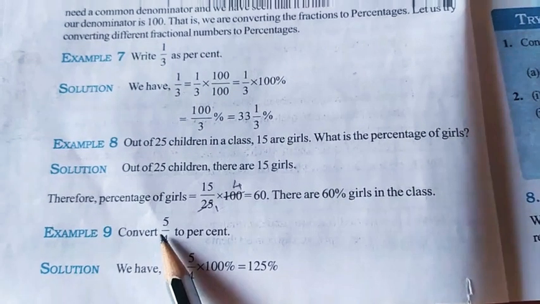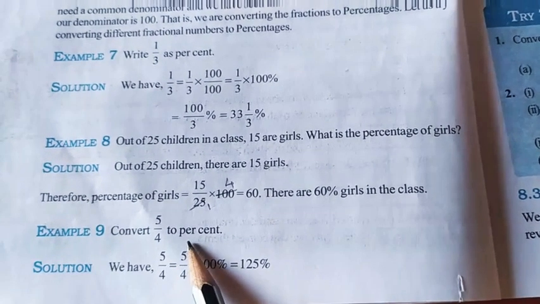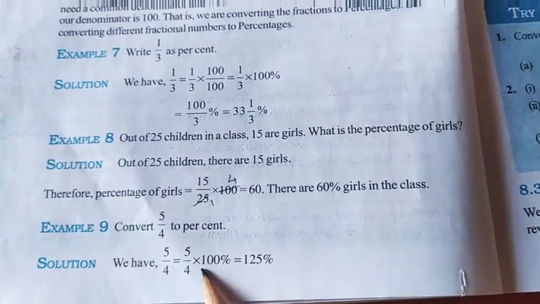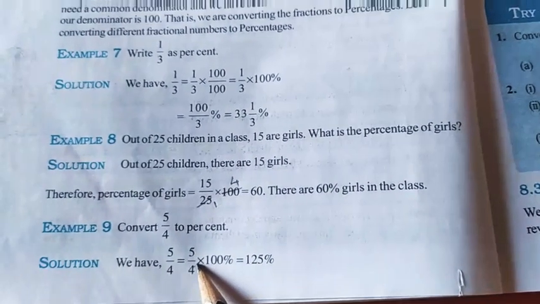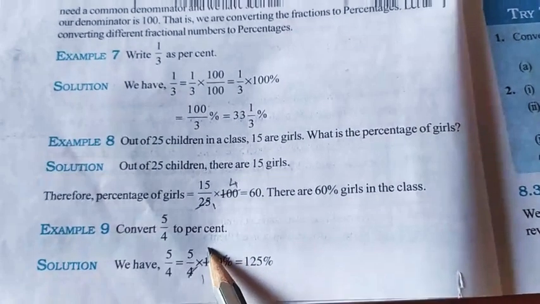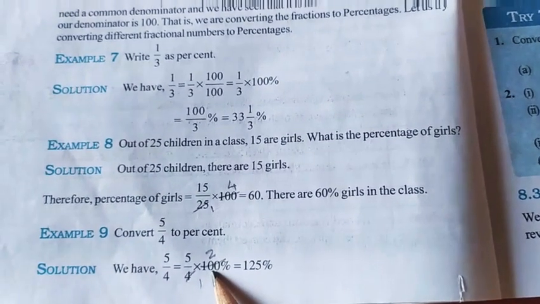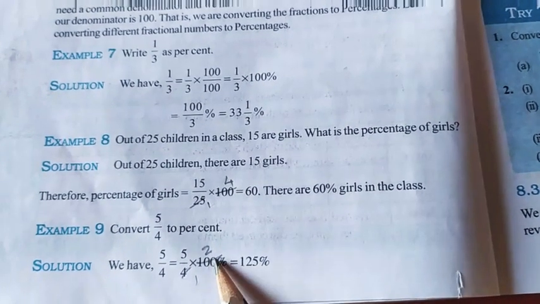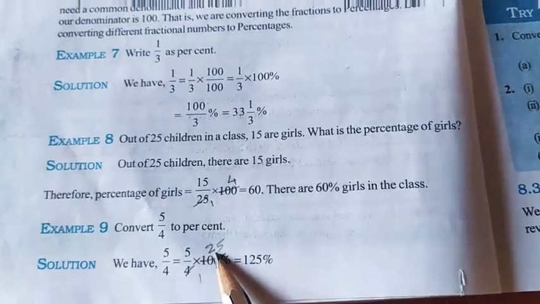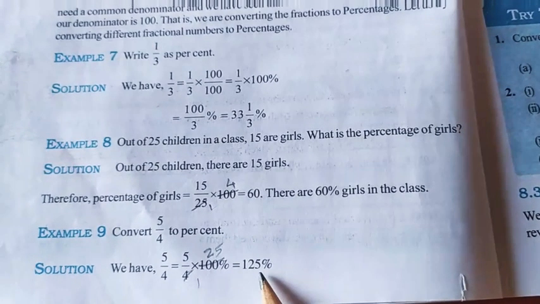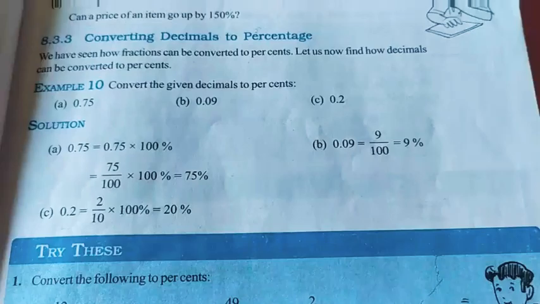Next, convert 5 by 4 into percent. Again 5 by 4 into 100%. 4 ones are 4, 4 twos are 8, and the remaining 2 becomes 20. So 4 fives are 20, and we will get 125%.